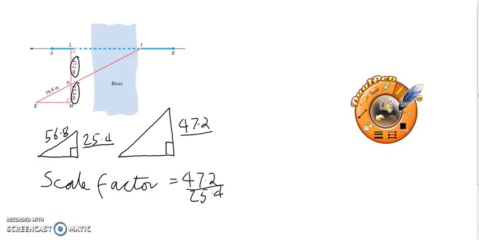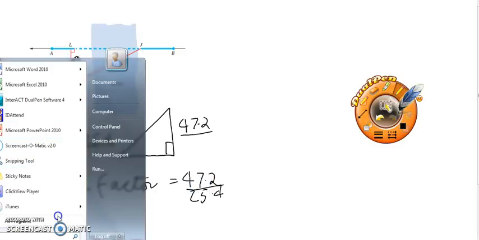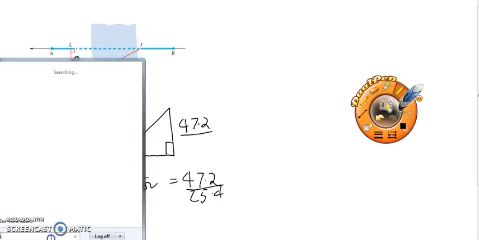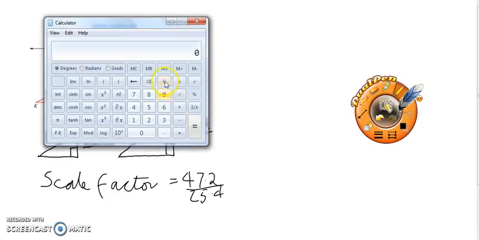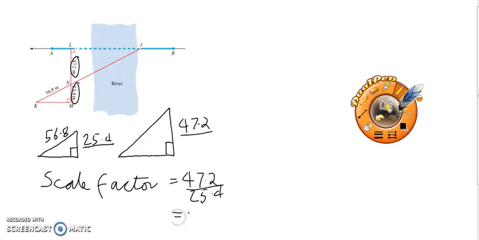Now we get out our calculator. We do 47.2 divide 25.4. You'll see it's a very big number, but we'll just round that out to 1.86. So that means that the big triangle is 1.86 times the size of the smaller one. Okay? So if we can figure out what KM equals, we know what LJ will equal.